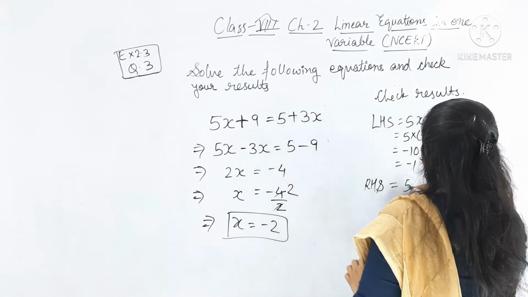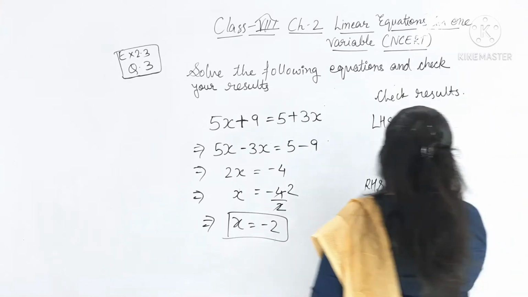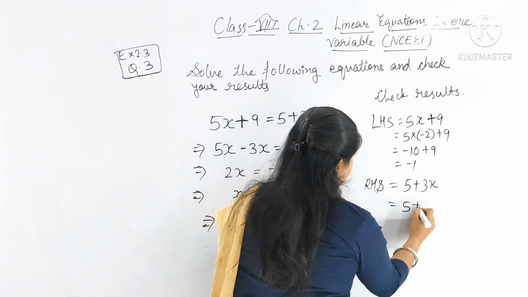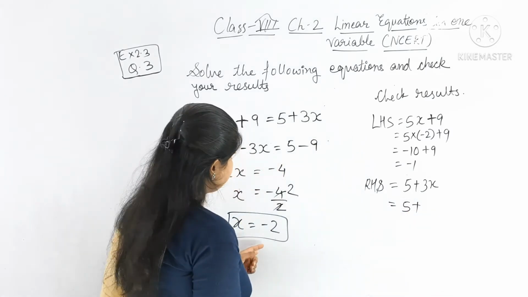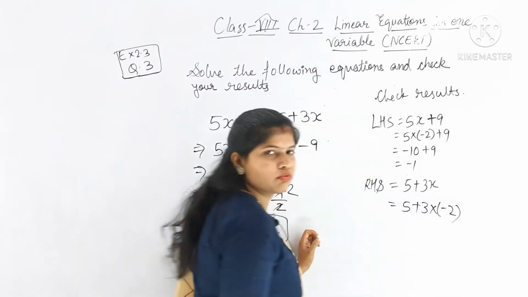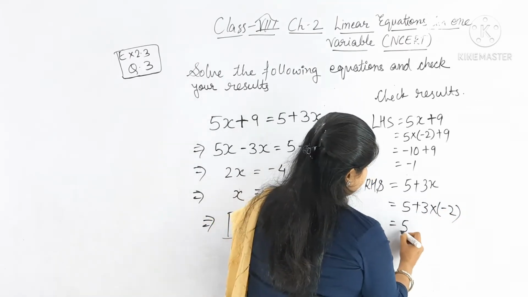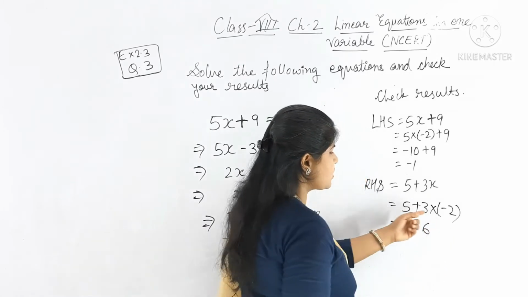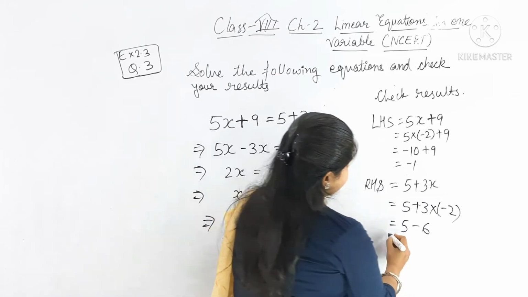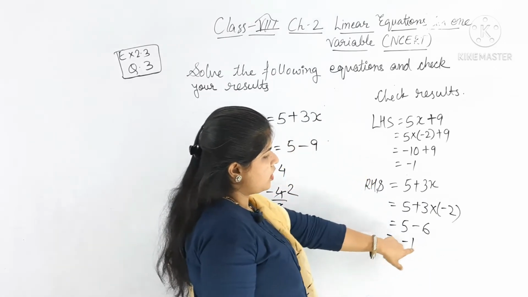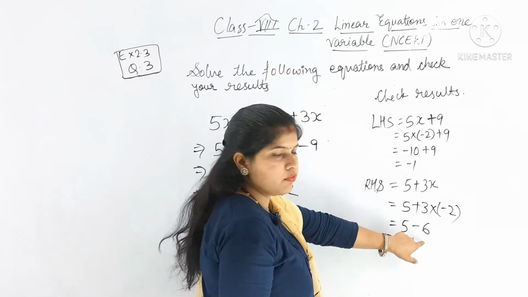RHS is 5 plus 3x. Okay, 5 plus 3x. x is minus 2 here. So we have to substitute 3 into minus 2. Okay, so I am getting here 5, 3 2s are 6, minus 6. Here plus minus is minus. 5 minus 6 is minus 1. 6 minus 5 is 1 and we have to put the sign of the larger number.